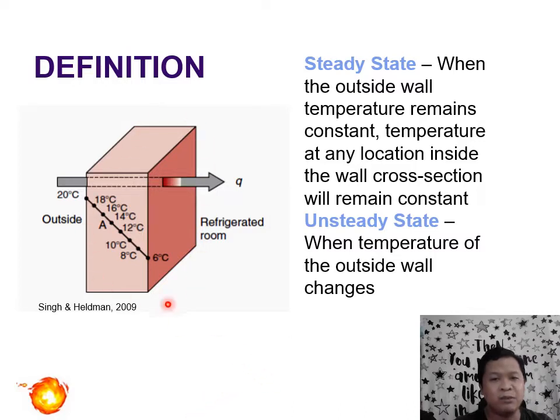Assume that this is the wall of a walk-in refrigerator or walk-in chiller. Within different points doon sa wall mo, as you can see, ay nagva-vary yung temperature ng molecules at that exact point within the thickness of the wall. However, kung steady state siya, through time, hindi nagbabago yan. Yung 18, 18 pa rin, yung 12 dyan, 12 pa rin, and so on.